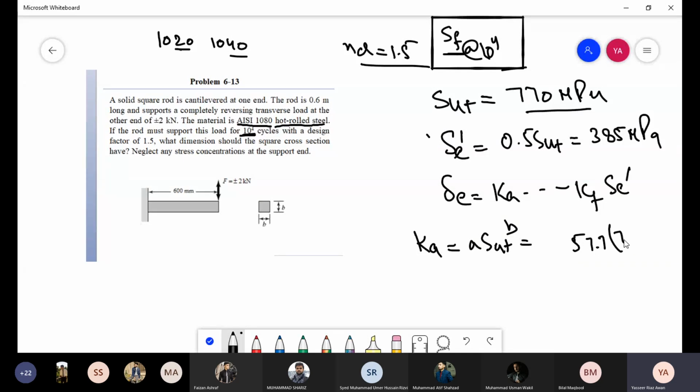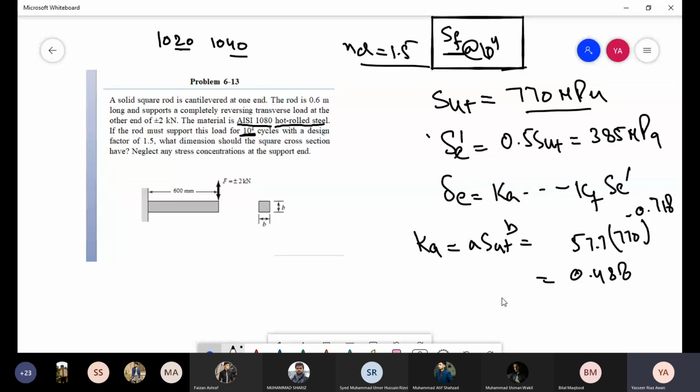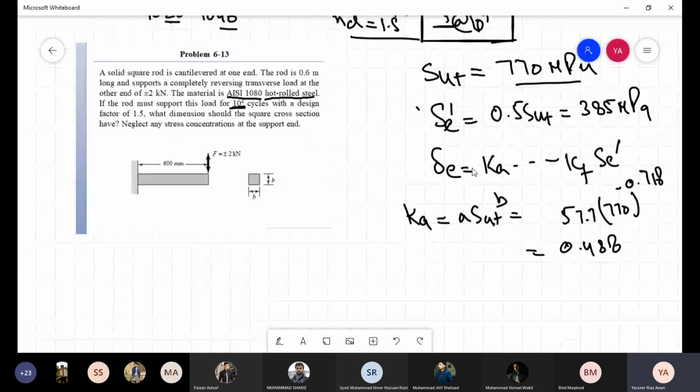So for hot rolled you have 57.7 into SUT, which is 770, to the power of minus 0.718, so that would give you a surface factor of 0.488. Okay. So once again you can appreciate this thing, these are in terms of numerical, बट सिर्फ ये नहीं आना चाहिए कि यार ये के की वैल्यू कैसे निकालते हैं, ये पता होना चाहिए कि यार हॉट रोल्ड का क्या इफेक्ट है. So you can see that hot rolled has a very significant effect on the fatigue strength.